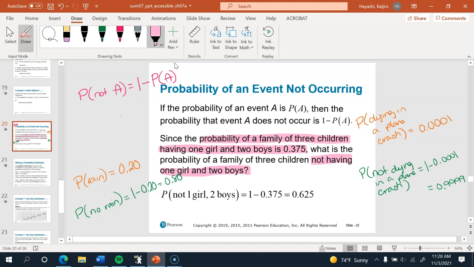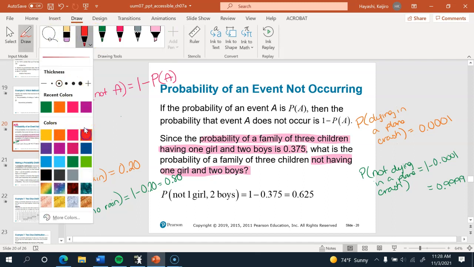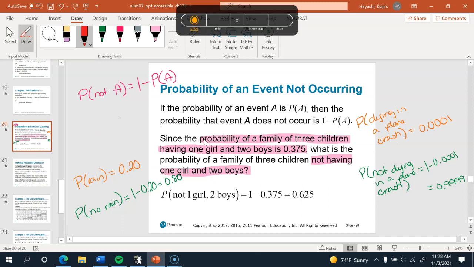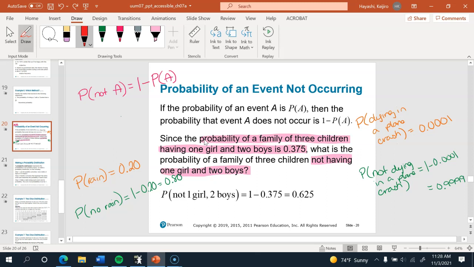Now, one thing that I really want to make sure that you understand is that the opposite of having 1 girl and 2 boys is simply not having 1 girl and 2 boys, right? That includes having all girls, all boys, or 2 girls and 1 boy. The opposite is not specifically 1 boy and 2 girls. You don't just flip the words around to get the opposite. The opposite is just not having that particular arrangement.